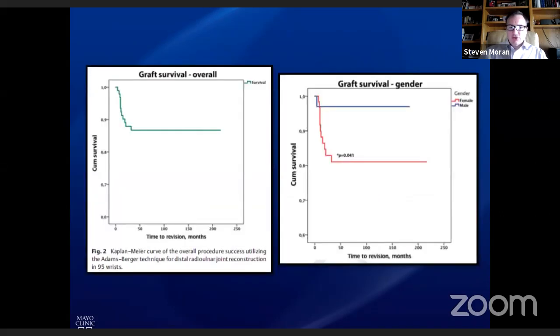In terms of graft survival, the majority of grafts broke, as you can see here, within the first several years of being grafted. And the difference was statistically significant between women having a much higher risk of rupturing their graft long-term than men.